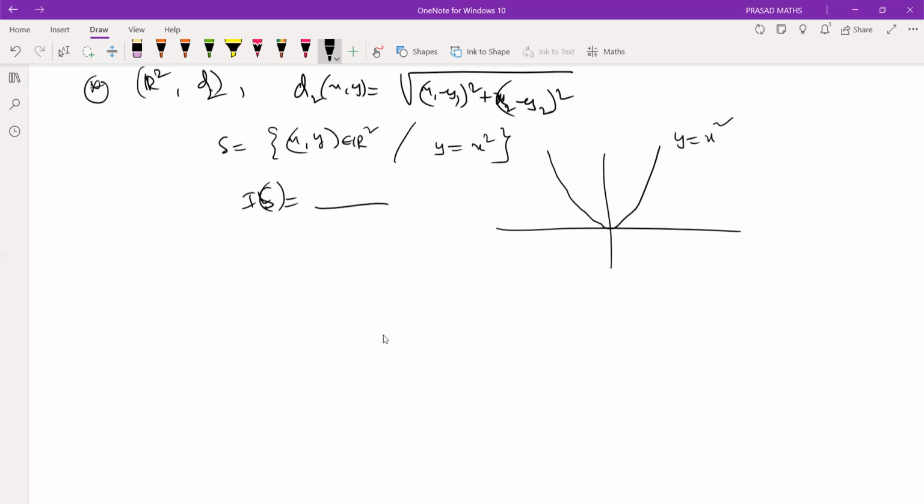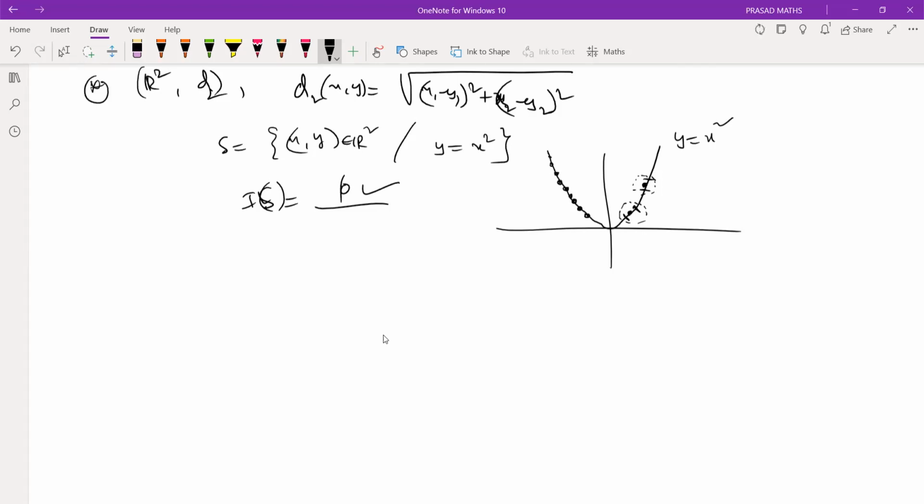What are the isolated points? No point is an isolated point, right? Because you take any neighborhood, it contains at least one point other than the point itself. Therefore, this is a limit point. Every point of the set is a limit point. So therefore, none of the points are isolated points. Is it clear?